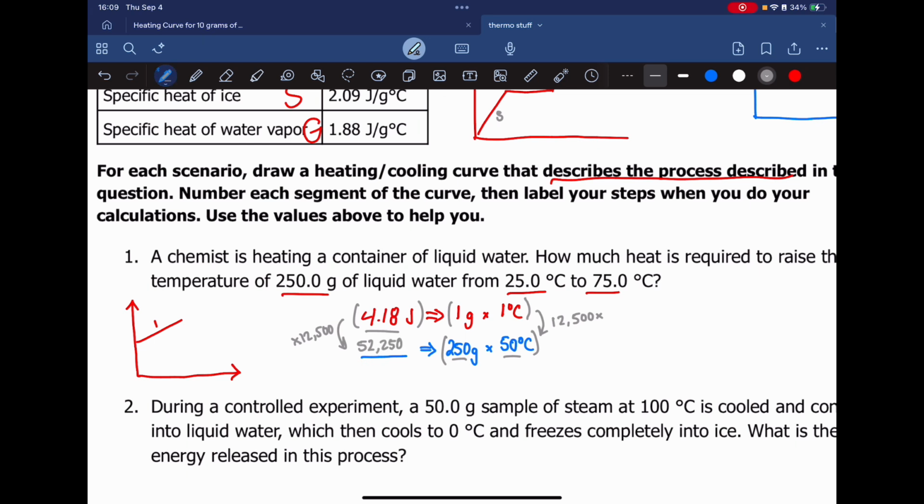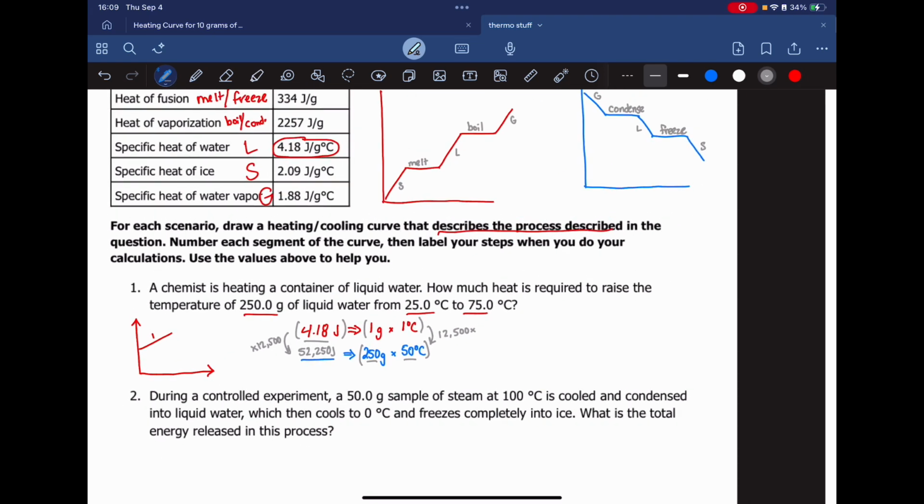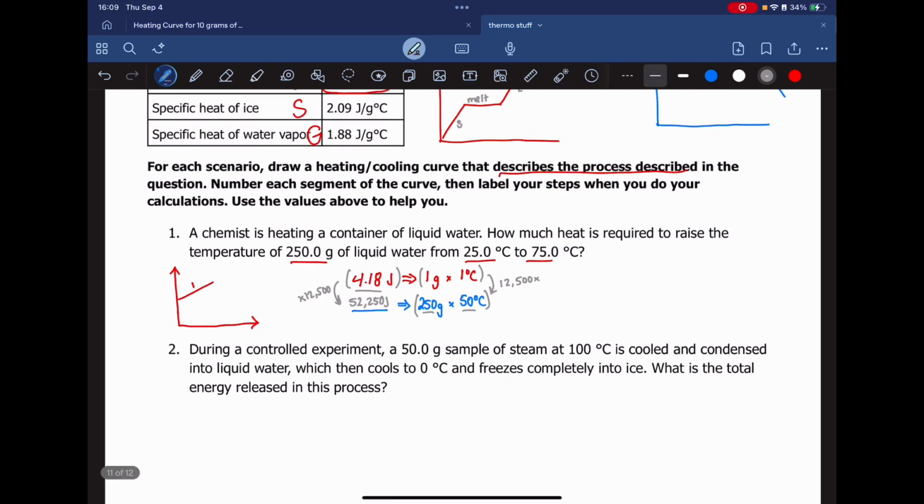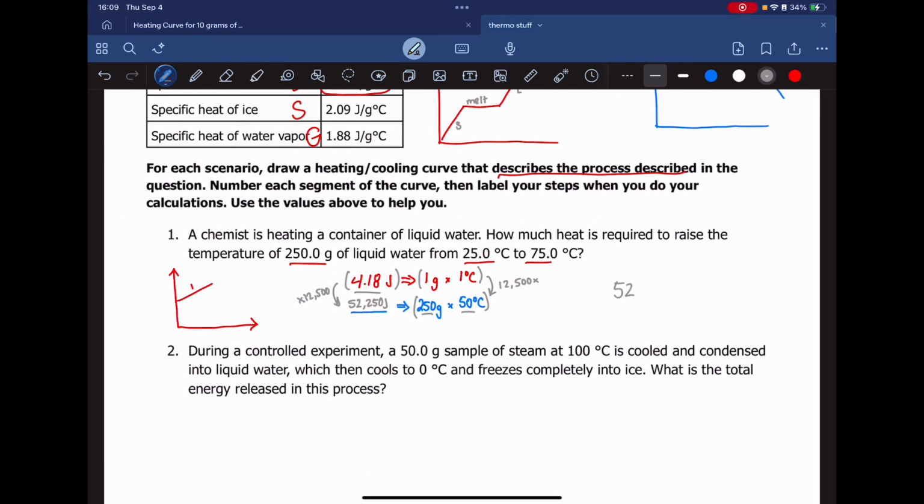I got 52,250 joules. And that's my answer. Since this is only a one-stepper, I don't have anything to add up, so I can just report that as my final answer, 52,250 joules.